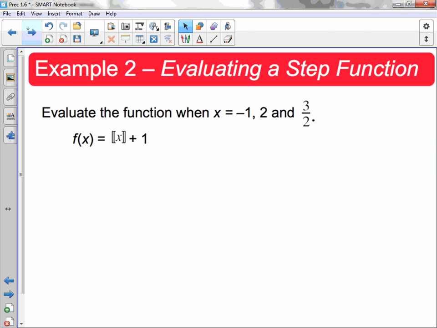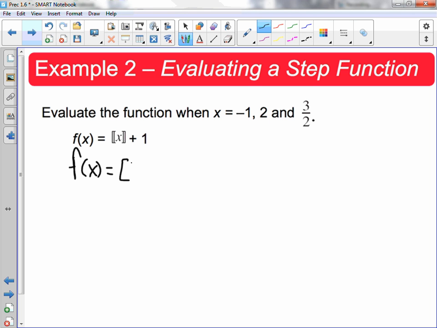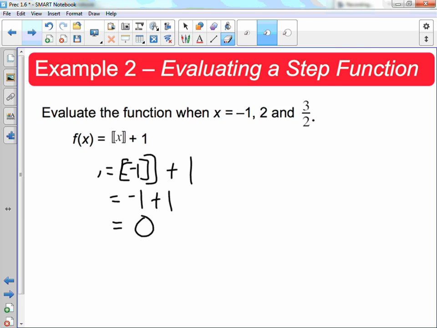So let's look at this here. So if I want to find f of x, let's do the first one, -1, plus 1. Well, the stair step, the greatest integer less than or equal to -1 is just -1, and -1 plus 1 is 0. So I really should have written this as f of -1, but that's beside the point.